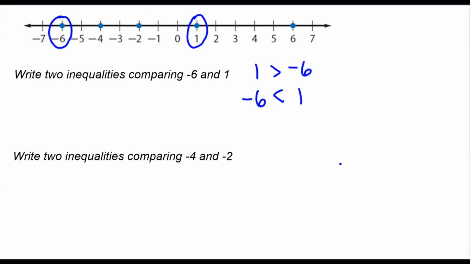So less than is the arrow pointing to the left, greater than is the arrow pointing to the right. So those are two inequalities we could write that compares -6 and +1.